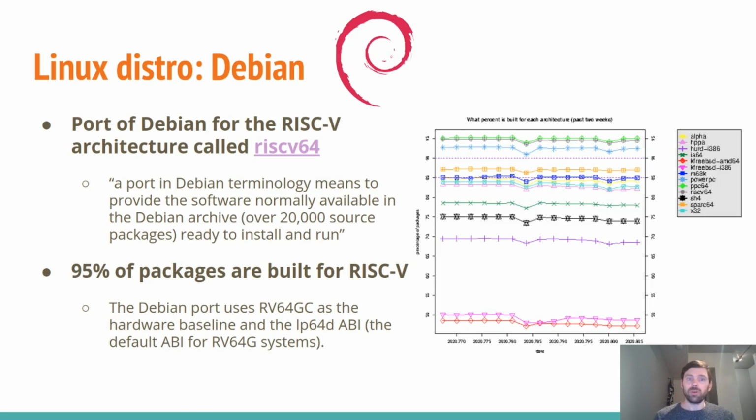There's also a port of Debian to RISC-V, and Debian is known for having massive source packages of around 20,000. The good news is over 95% of those packages are building right now for RISC-V, and you can see there on that graph the top gray line is RISC-V.